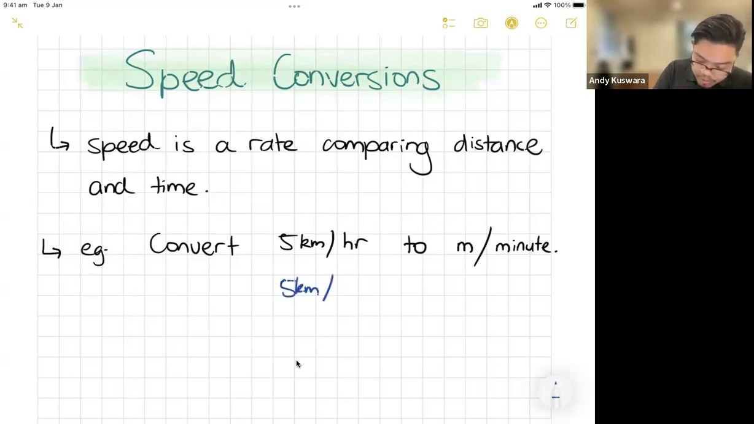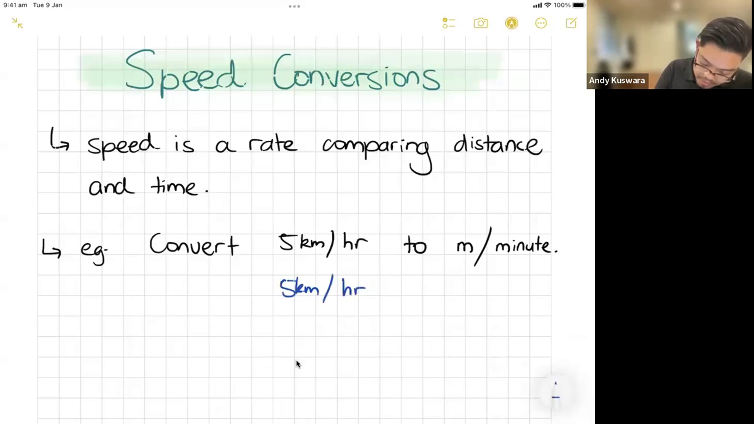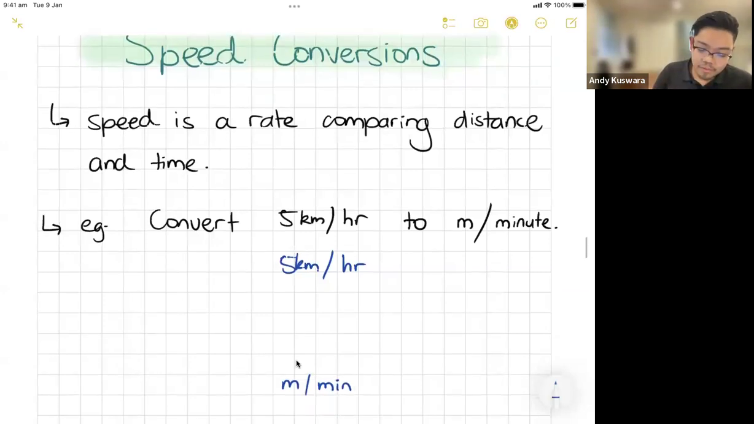I'm going to go 5 kilometers per hour. And we know that by the end of this, I want to end up at meters per minute. Okay. Now, first of all, from 5 kilometers, let's change that to meters. We hopefully remember that there's 1,000 meters in 1 kilometer. So that's going to be 5,000 meters. And it's still going to be per hour because 5 kilometers is the same thing as 5,000 meters.